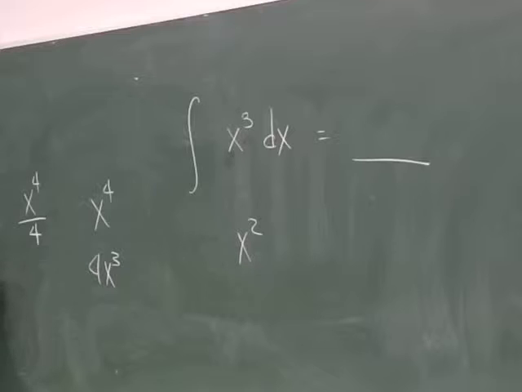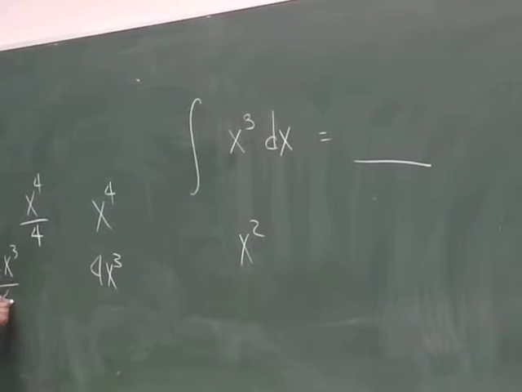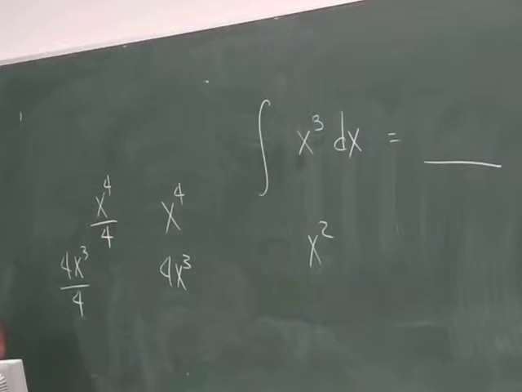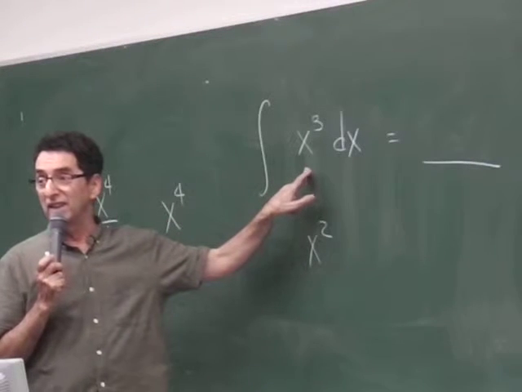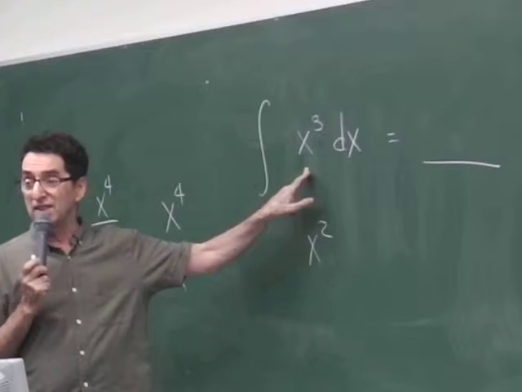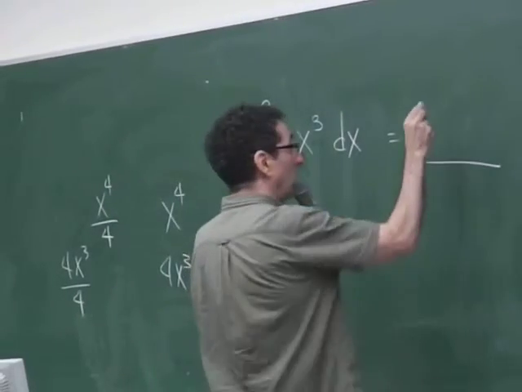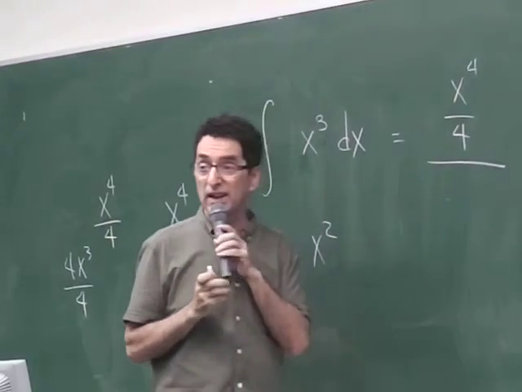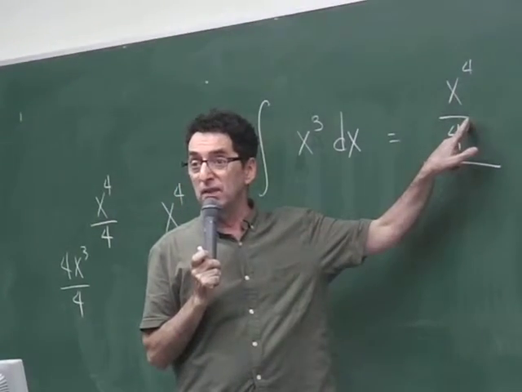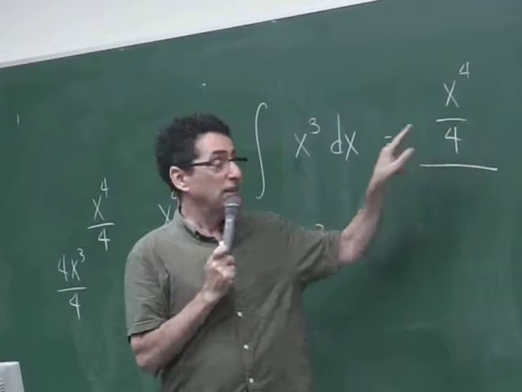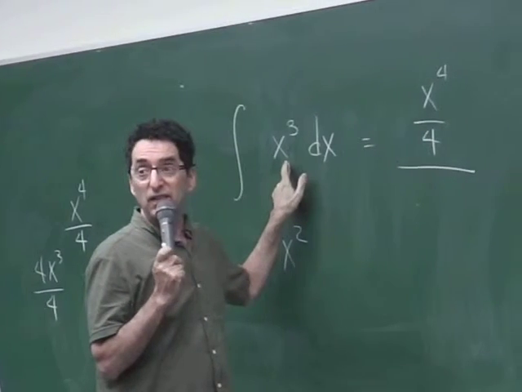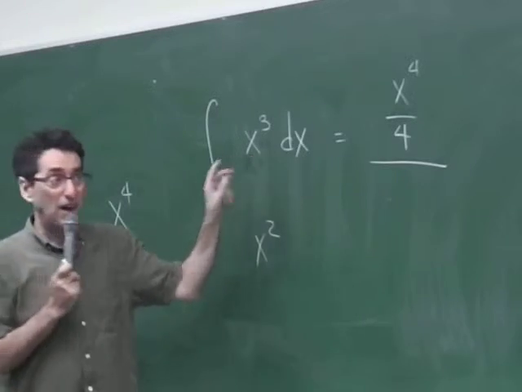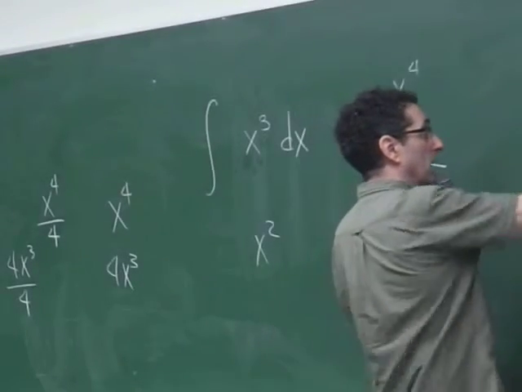You get 4x cubed over 4, right? Which is what? X cubed, which is what I wanted to get. So what's the answer to this? X to the 4th over 4. Because, why? If I take the derivative of this, I get what? This part here. Okay? Is this clear?